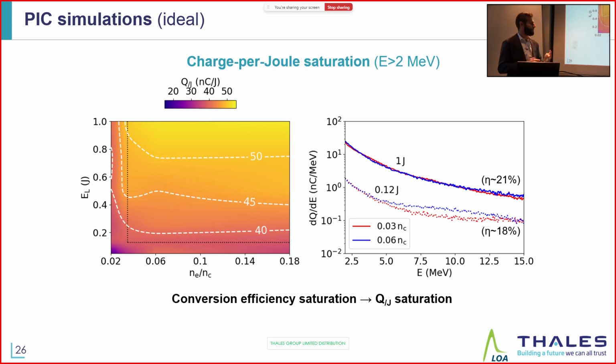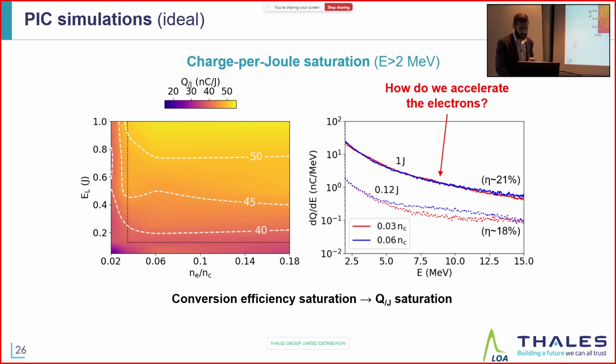So probably more needs to be done to understand this mechanism, what's happening, but it's pretty clear from this. For instance, in the 1 joule case, it's very, very clear. You see these 2 spectra superimposed despite the huge difference in plasma density. There's a factor 2, and we get the same amount of electrons, again, practically at the same energy.